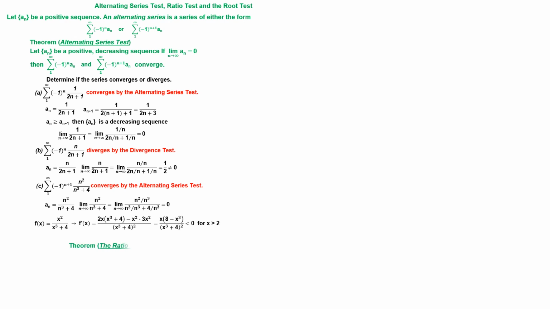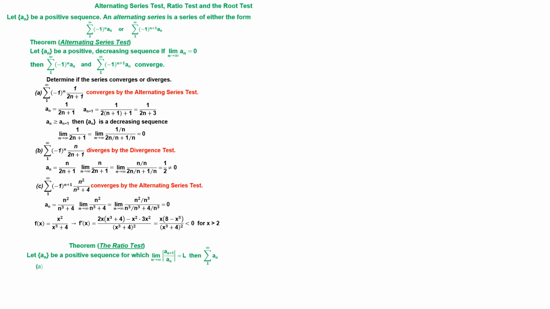Let's learn about the ratio test. This test is particularly useful for series involving factorials and exponentials. This theorem states that, let a sub n be a positive sequence for which the limit of the ratio of their successive terms is L.